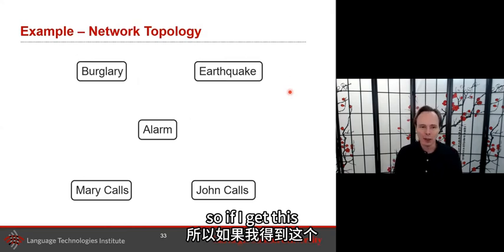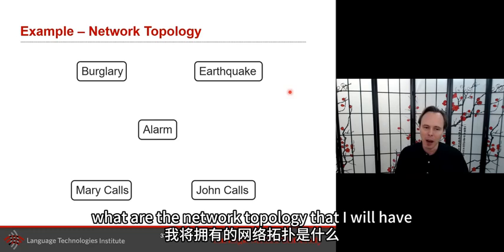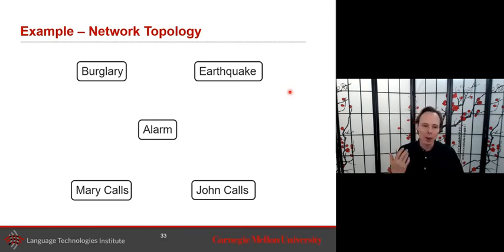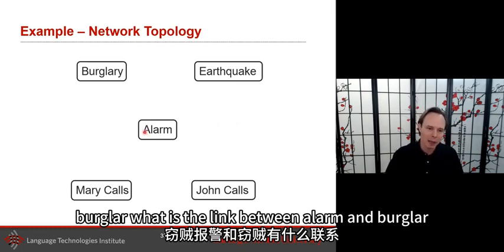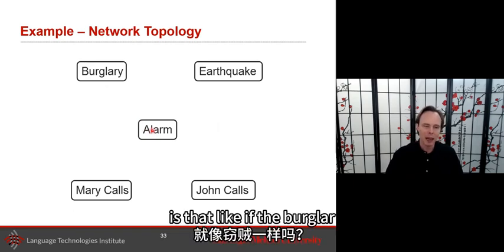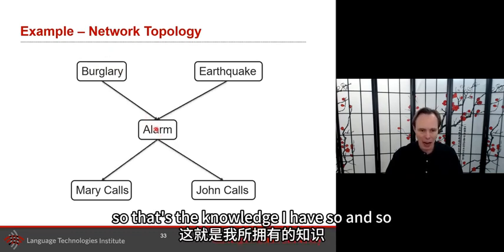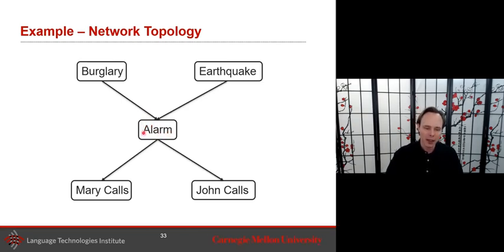So if I get this, what network topology will I have in this case? It will be like burglar. What is the link between alarm and burglar? If the burglar has happened, then there's likely an alarm. That's the knowledge I have. And so P of the alarm given burglar is the kind of probability distribution that I will know and want to learn.